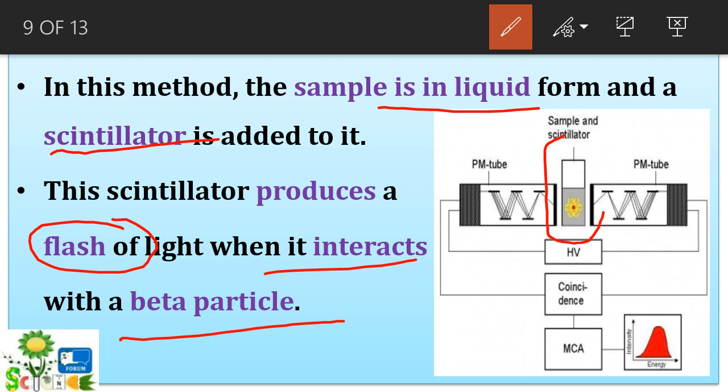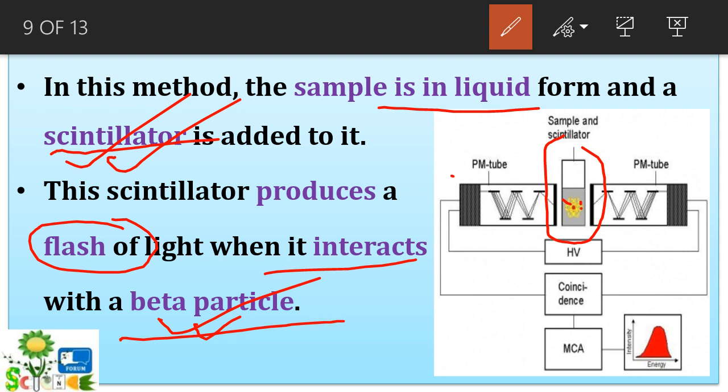Here we have a sample, and this sample is embedded with a scintillator. In this sample there is matter which once was living. This matter is decaying and producing beta particles. When the beta particle interacts with the scintillator, it produces a signal, or rather a flash of light.